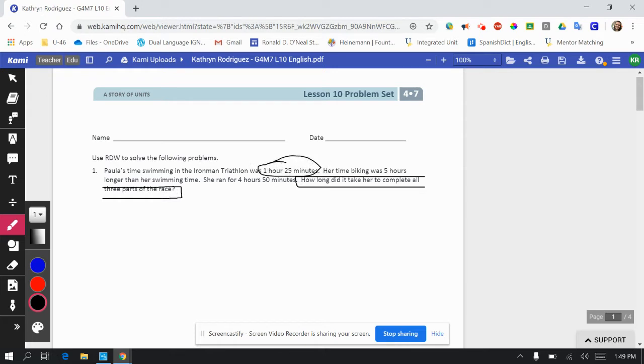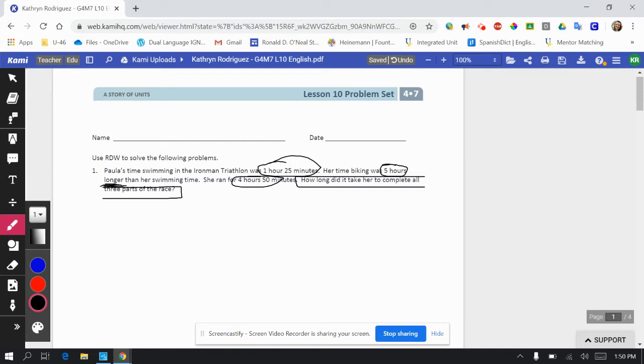Circle the numbers. Underline important information. All right, so her time swimming was this long. Her time biking was longer, 5 hours longer. That's important to know. And she ran for this much. How long did it take her to complete all 3 parts of the race?